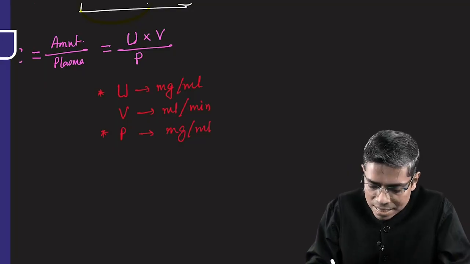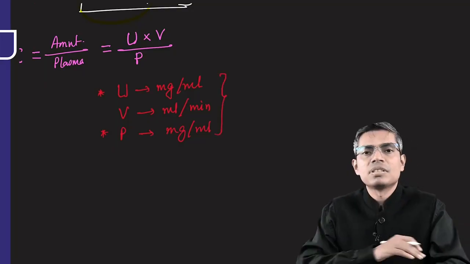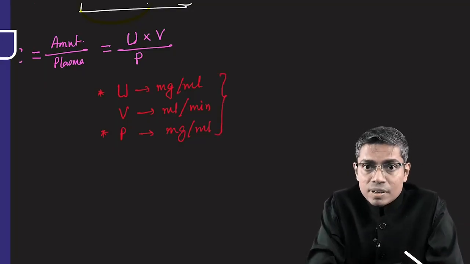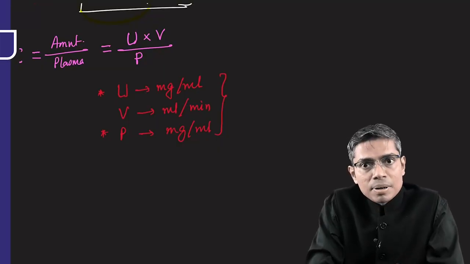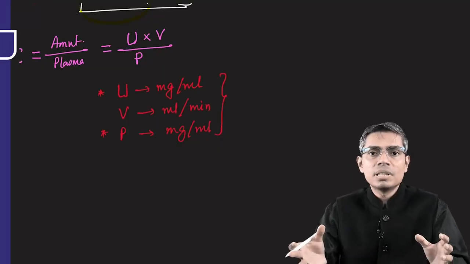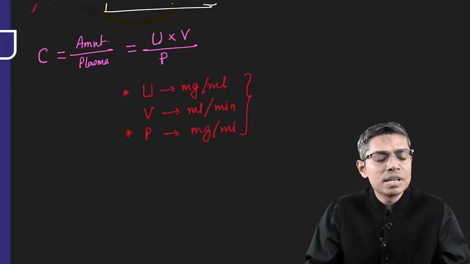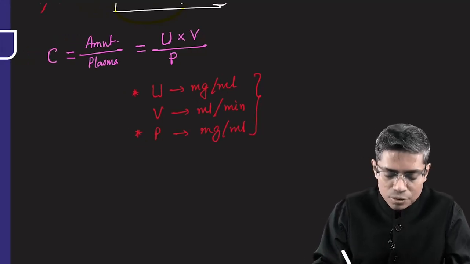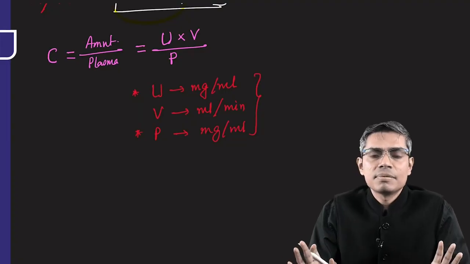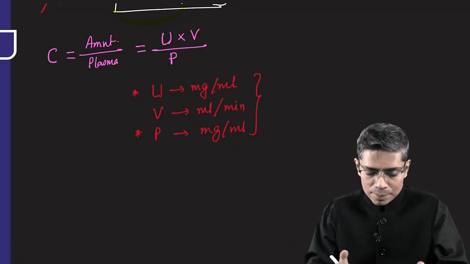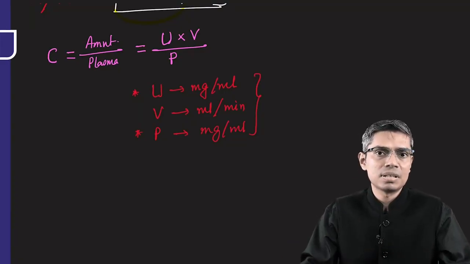So this way, if any question is given based on this formula, you have to first convert all these units into the same category, that is milligram per ml and ml per minute, and then you put all these values into this formula. The formula is simple and all of you know, I am 100% sure you know the formula, that C is equal to UV by P. That is the formula of clearance. Now we have to go a little deeper in understanding this clearance concept.